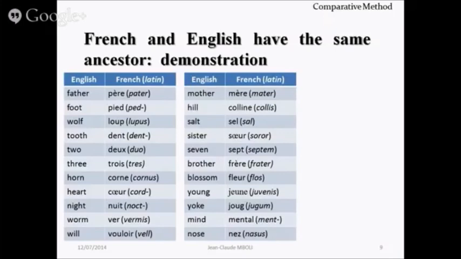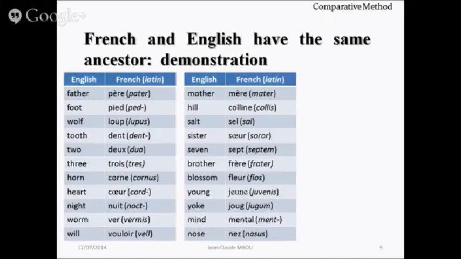Heart, cœur, and then cord. Night, nuit, and then noct, as in nocturnal, in Latin. And as we can see, through all these different forms here, we have matches in these languages.